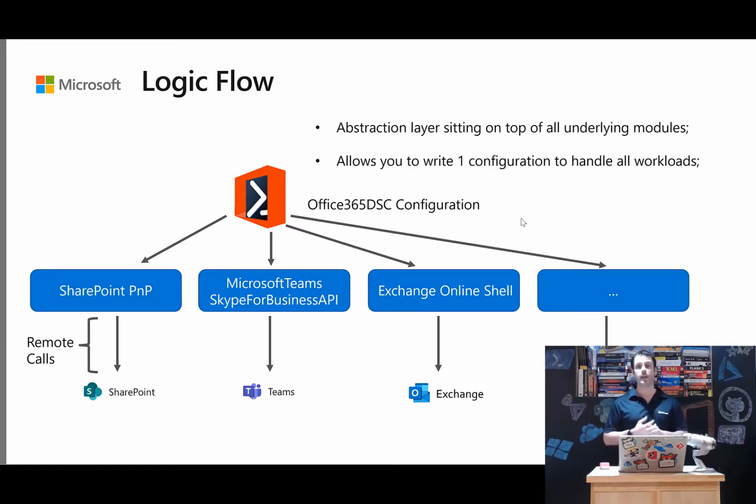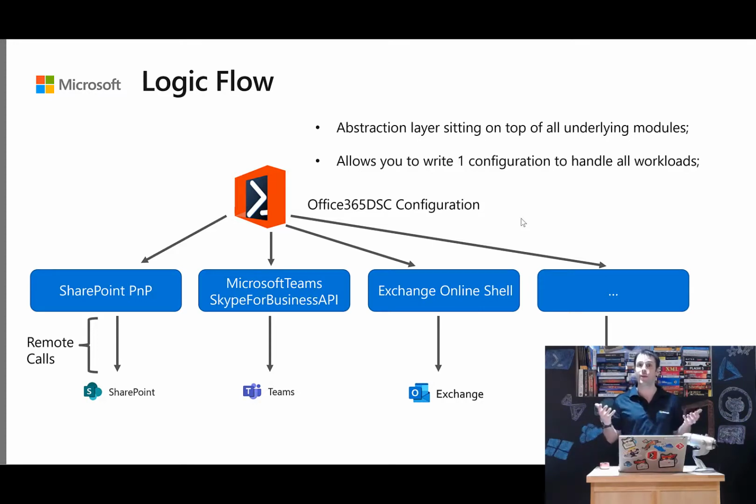If you want to manage Teams, you need the Skype for Business API, you need the Microsoft Teams PowerShell module. For Power Apps, you need the Power Apps and Min PowerShell module. For everything that has to do with Exchange, you need the Exchange Online Management Shell. So there are so many different pieces. With Office 365 DSC, when you install it, it automatically installs all the dependencies, and then you can write just one configuration file to touch all the different workloads. And under the cover, Office 365 DSC knows to what dependency to route the calls. Okay? So it makes it very easy for you to abstract all those submodules.